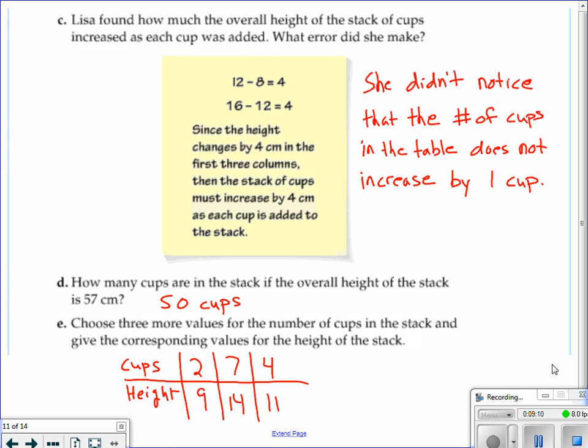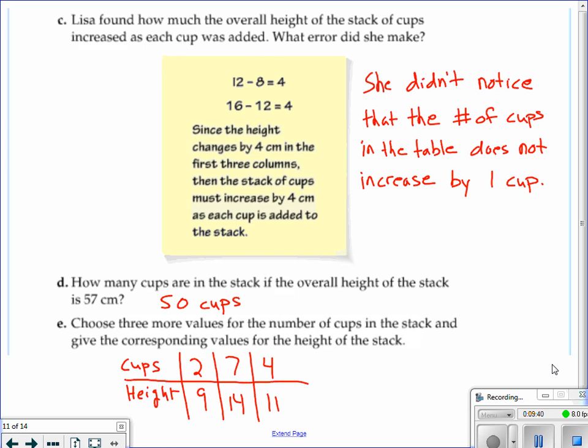If you look at the table, in the first column, it's 1 cup is 8 centimeters for the stack, but then it doesn't go to 2 cups, it goes to 5 cups. And then 5 cups, the height of the stack is 12 centimeters. And then the next column is 9 cups. It goes from 5 to 9, and the height of the stack is 16 centimeters. So it's not going up by 1 cup in the table each time.